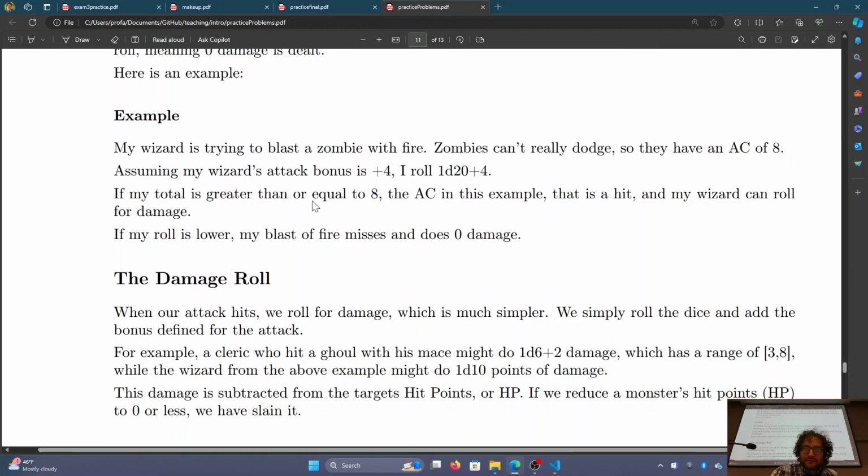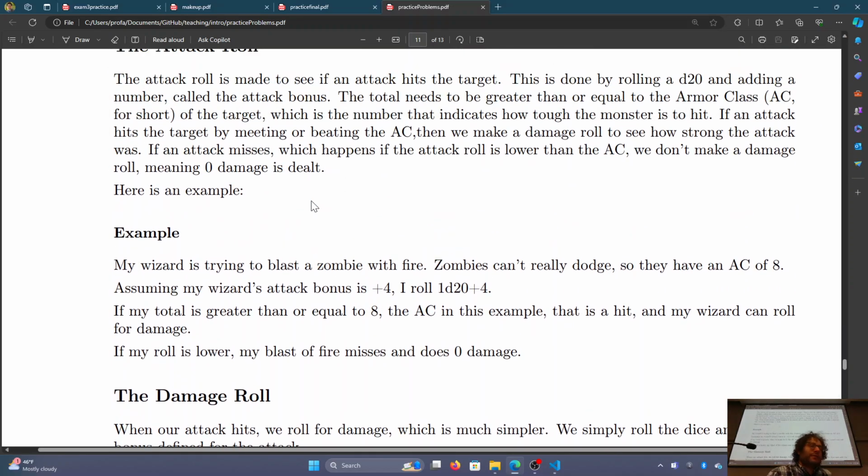All right. So first is the attack roll to see if we can hit. The way that works is you just simply roll a d20 and add a number. 1d20, add a modifier, see if it beats or exceeds a target number called the armor class, or the AC. Example, a wizard trying to blast a zombie with fire. Zombies can't dodge, so it has an AC of 8. Assuming my wizard's attack bonus is 4, 1d20 plus 4. If I roll something greater than or equal to 8, then I've hit it, and I get to move on to the next phase. Otherwise, I miss, and the damage is 0. So that's what's important for this one.